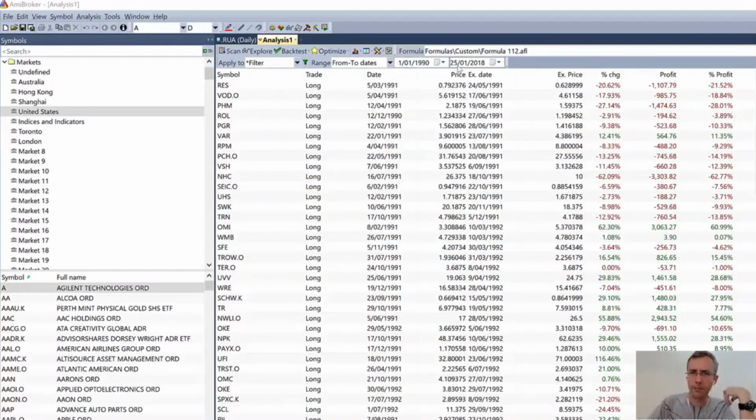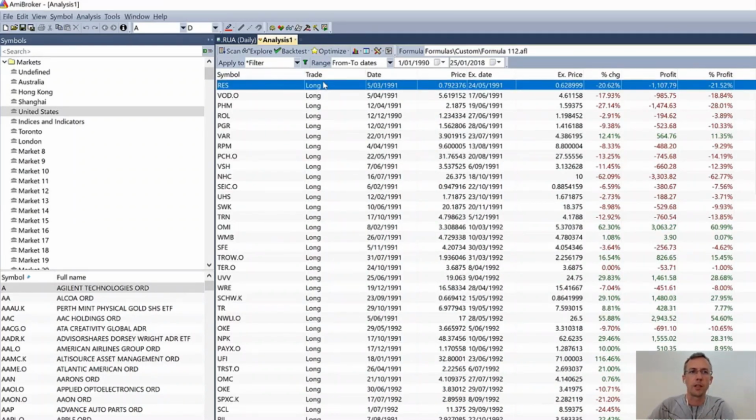So I've run a backtest. The system is called Formula 112. That's how random it is. And what you can see on the screen here is the trade database that the backtest generates. So first we'll do a normal backtest, then we'll do an optimization, and we compare the columns and so on.